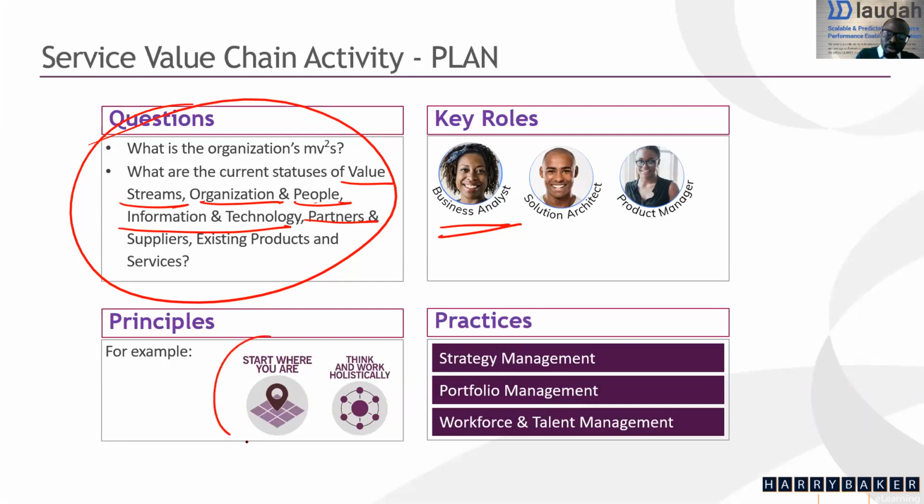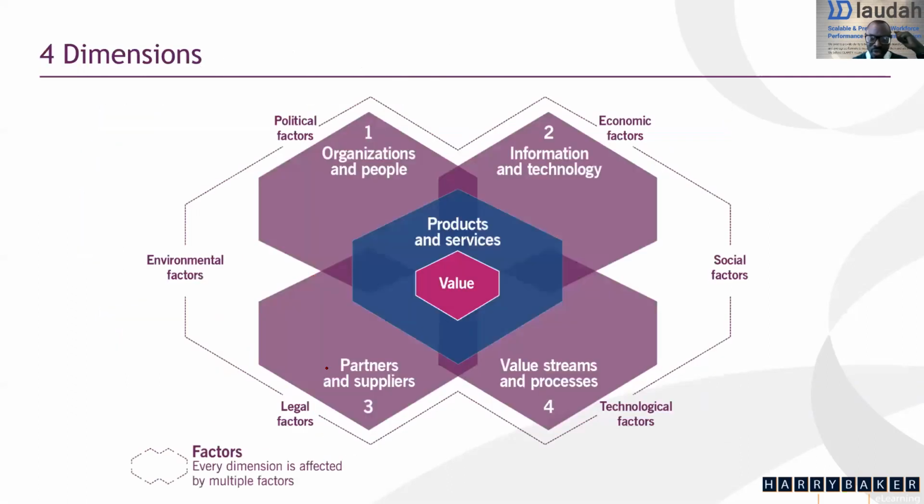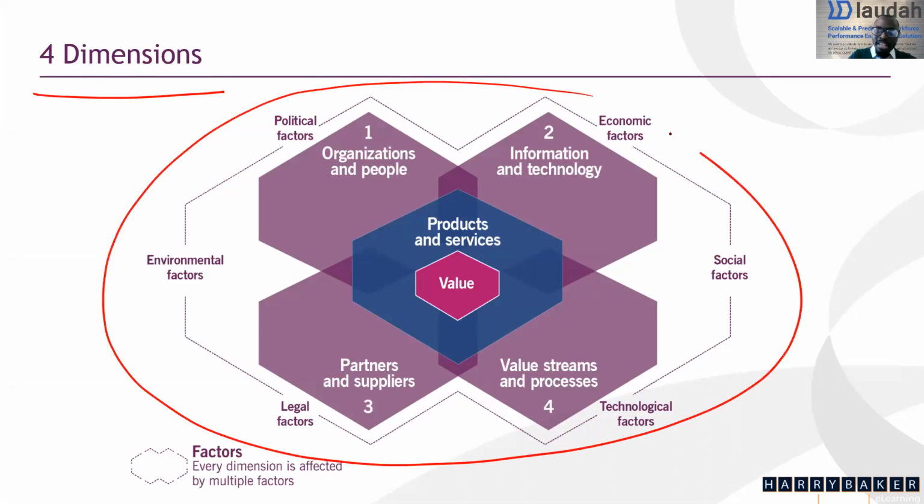So the strategic plan will tell us where we are and what is achievable within the organization. And the principle that supports that in ITIL is called start where you are. So that means we're going to get the business analyst to go audit the company, to check what we have in place already. And we'll be thinking holistically and working holistically. What does that mean in ITIL 4? It means to consider these 4 dimensions. That's the meaning of think and work holistically.